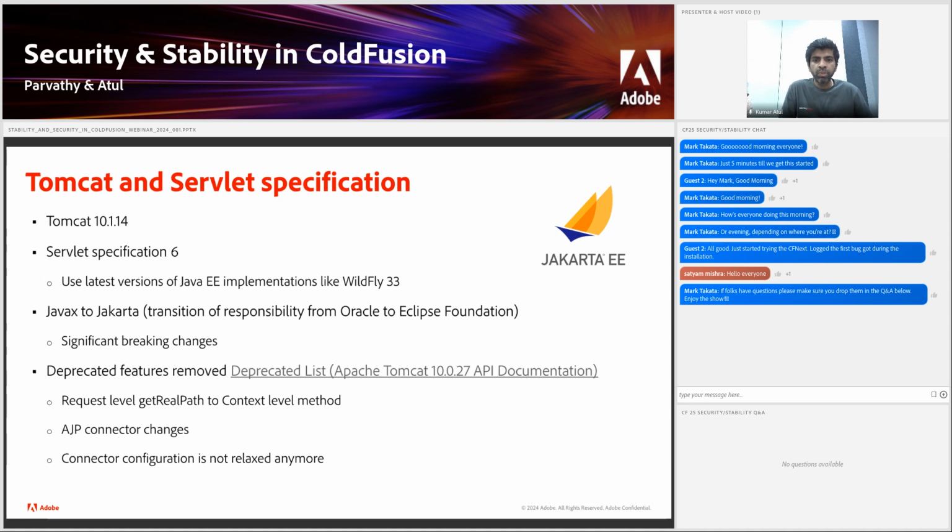With the Tomcat 10 upgrade, we are also getting some features which have been removed or changed. This is not an exhaustive list, but we are just going to mention a few of them. The first, for example, is that there used to be a request level getRealPath, which is not there anymore. Now it is present at the context level. There have been some configuration changes with the AJP connector. And lastly, we want to mention that in server.xml, they provide a connector configuration.